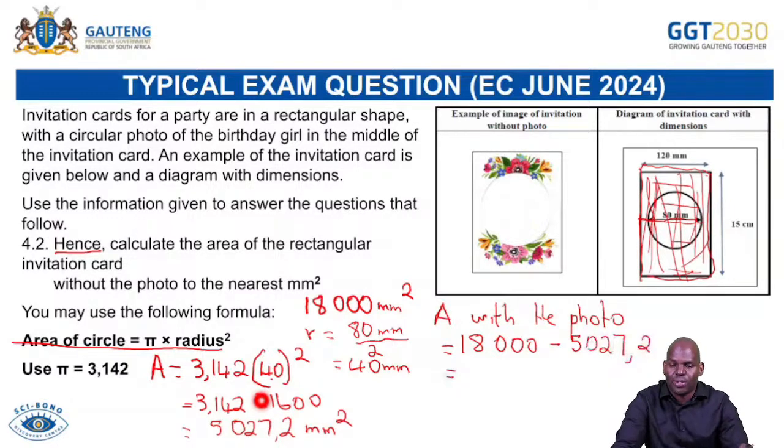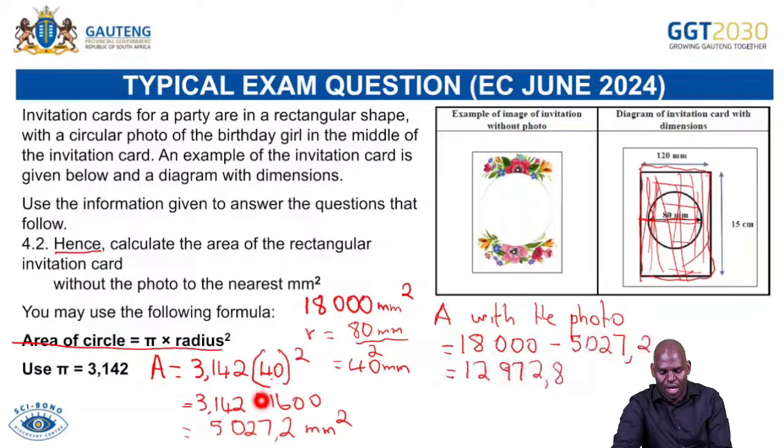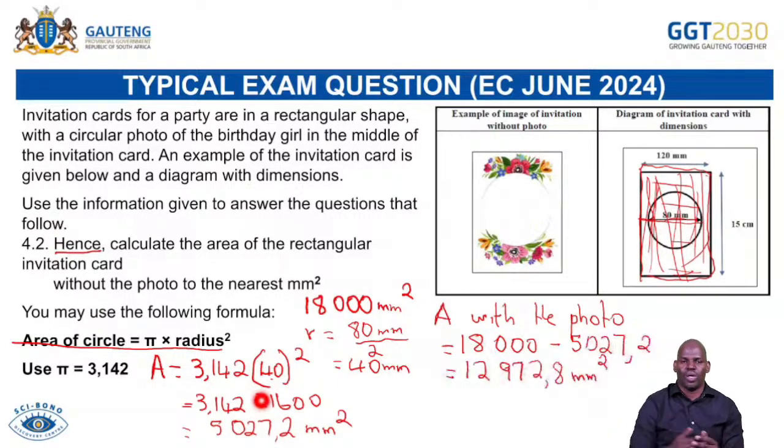So I can simply use a calculator. 18,000 minus 5,027. I missed the decimal 2, it must be 5,027.2. Then I'm getting 12,972.8. And the unit there is millimeter squared. I'm just subtracting. So this must be the answer: 18,000 minus 5,027.2, then I get 12,972.8.